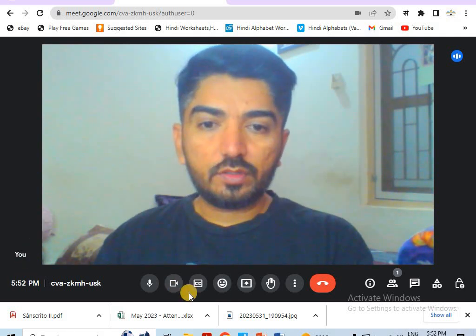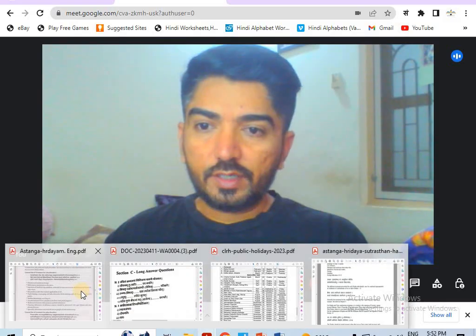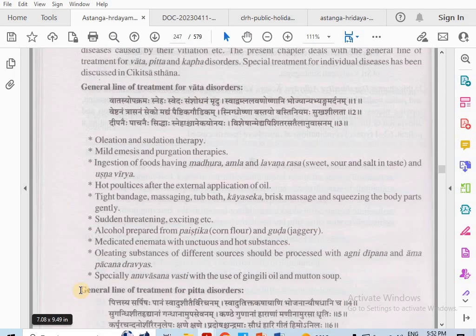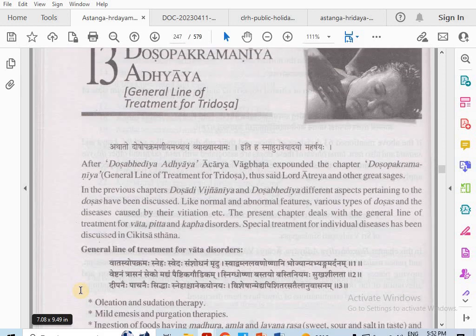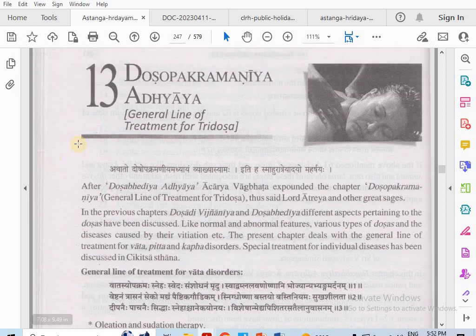So let us study now. First sloka you will see here. Yeah, see, chapter number 13, Doshopakramaniya Adhyaya, general line of treatment for three doshas. Okay, अथातो दोषोपक्रमणीयम अध्यायम व्याख्यास्यामः इति स्माहु रात्रयादयो महर्षयः.